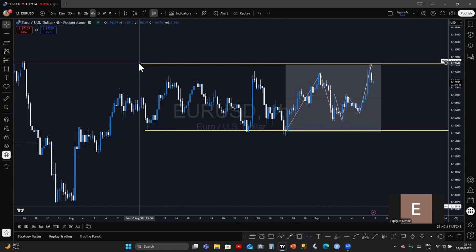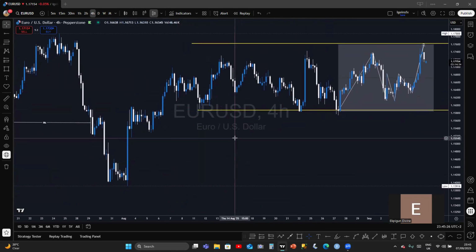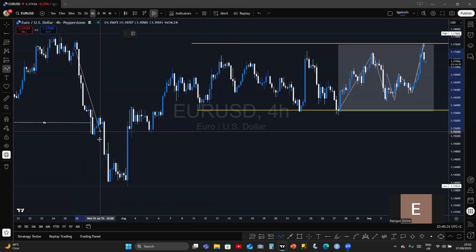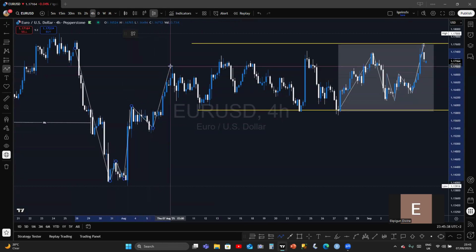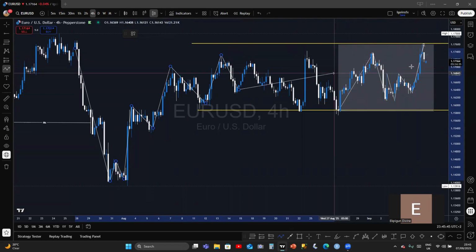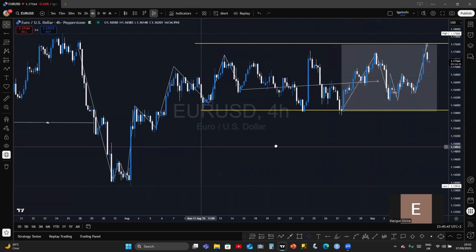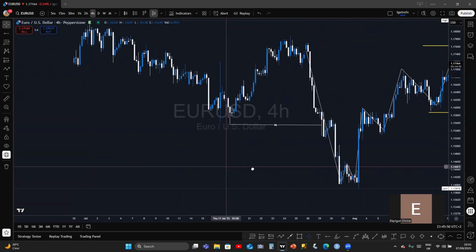I just told you that between here and here is ranging. It's not going anywhere. It's just ranging. The only move that happened here is price pushed to the upside like this. After this move, you now see a break of structure here. Then the next one is just sideways. It's just moving sideways.